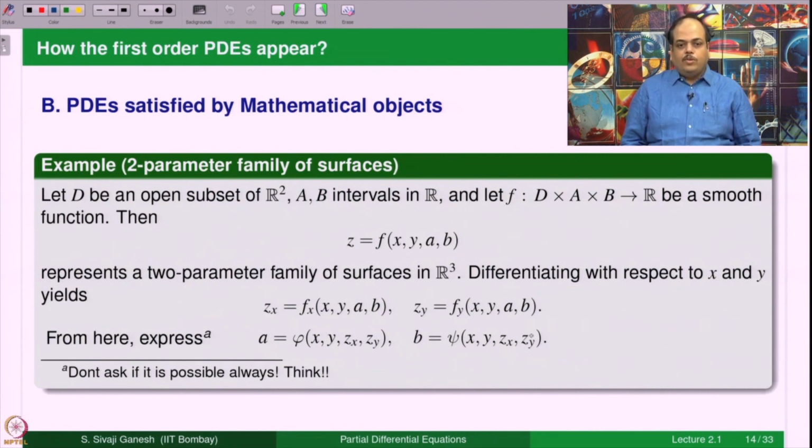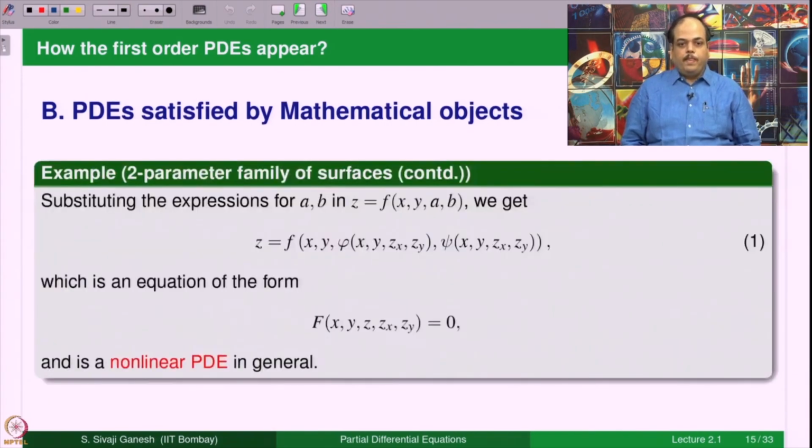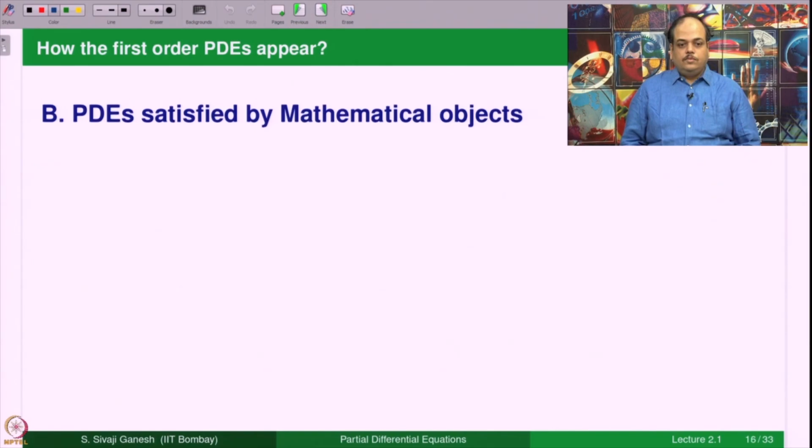What is the next step? I am going to substitute for a and b these formulas inside this. Then what I will have is z equal to f(x, y, phi(x, y, z, z_x, z_y), psi(x, y, z, z_x, z_y)), which will be a nonlinear partial differential equation, in general.